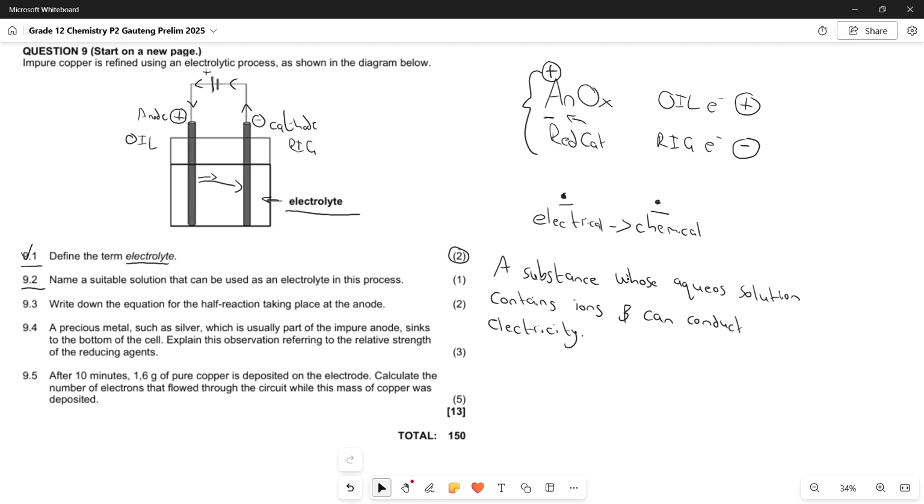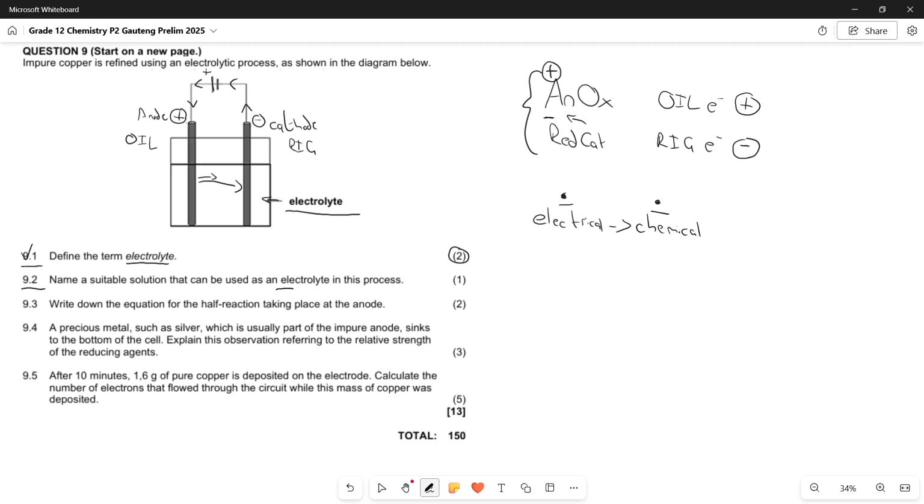And then 9.2 says name a suitable solution that can be used as an electrolyte in this process. Okay, so we just mentioned something about Cu2+, but we cannot just put Cu2+ into the solution because we don't find Cu2+ by itself in nature. By that, we always come from some sort of compound, and the compound that we're dealing with is CuSO4.